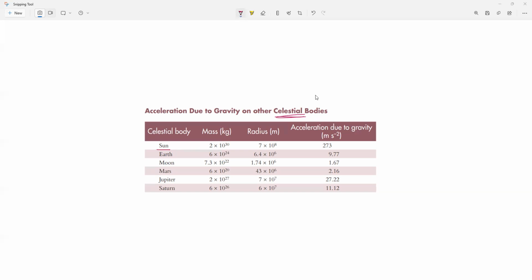You can see Sun they have given, Moon they have given, Mars they have given, Jupiter they have given, and Saturn they have given. You can calculate any kind of thing. Now Earth, we all calculated. What is the Earth value, everybody? 9.8.